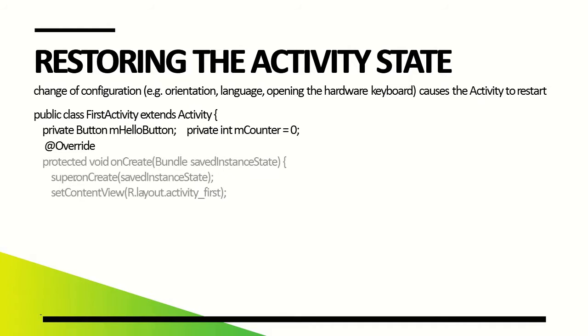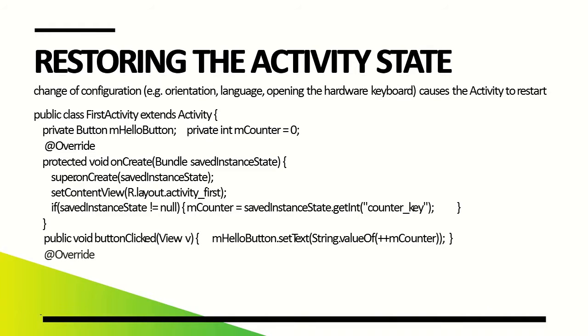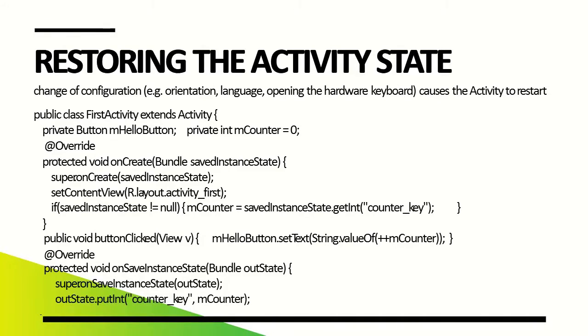In terms of activity, we just need to cover one more subject. A change of orientation, for instance, when rotating the telephone, involves a change of configuration. It's a change which causes a need to reload resources. In such a case, the activity which we've had so far is destroyed and created as a new activity from scratch. The onCreate method is called.